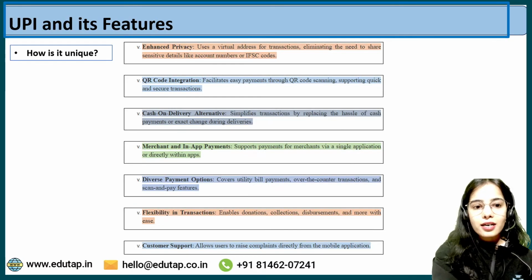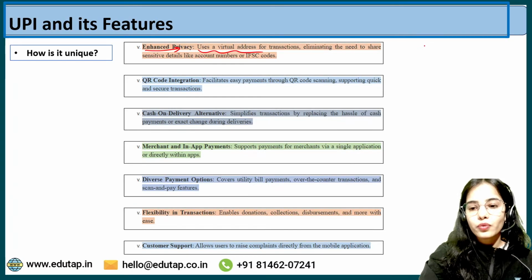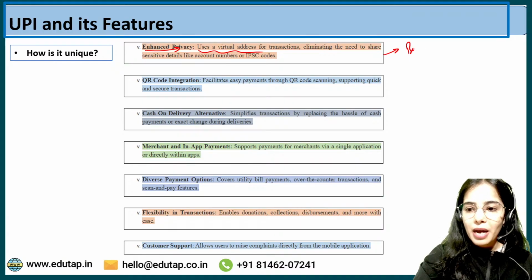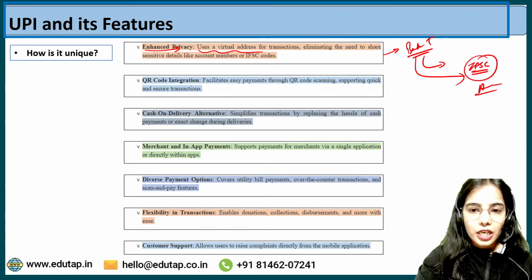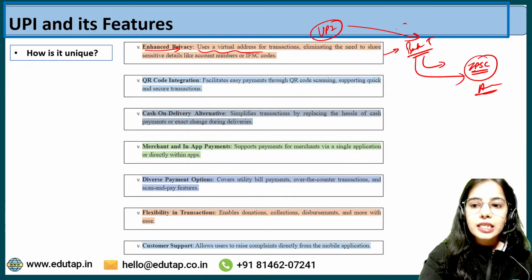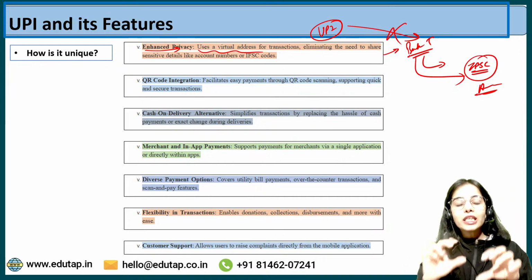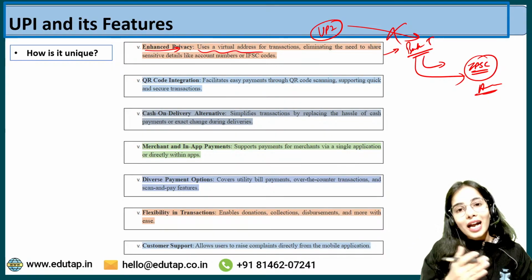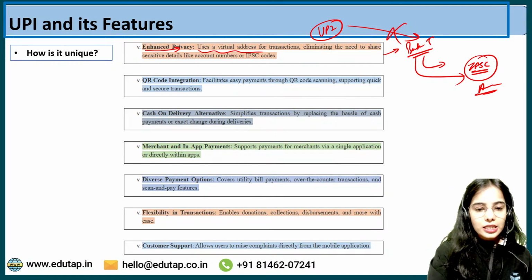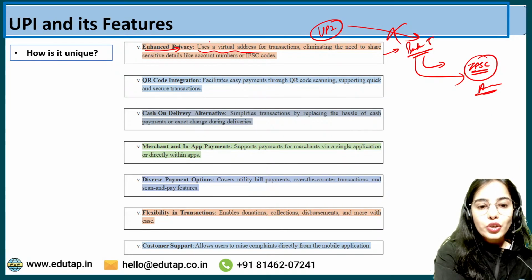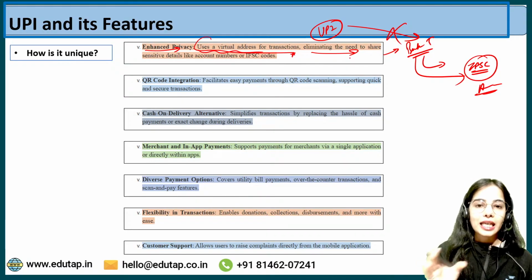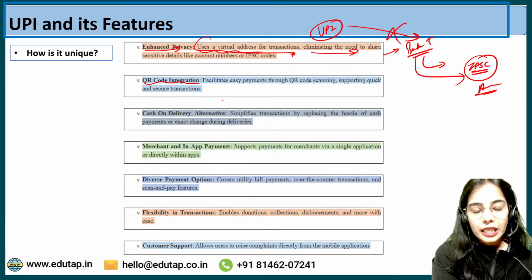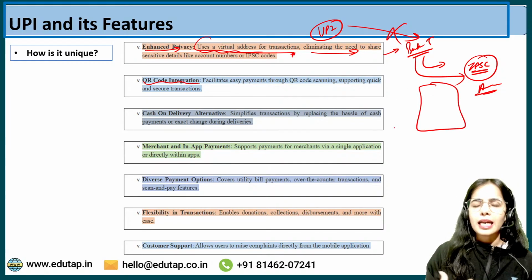Next is enhanced privacy, uses a virtual address. So let's say if you are doing a bank transaction, your bank details are transferred, or your IFSC details are required, or your account details are required. But in the case of UPI, your bank details are not going to some other person. Only your UPI ID, that is a virtual address, goes to the other person, right? So this is the idea. It uses a virtual address for transactions, eliminating the need to share sensitive details like your bank account and such.